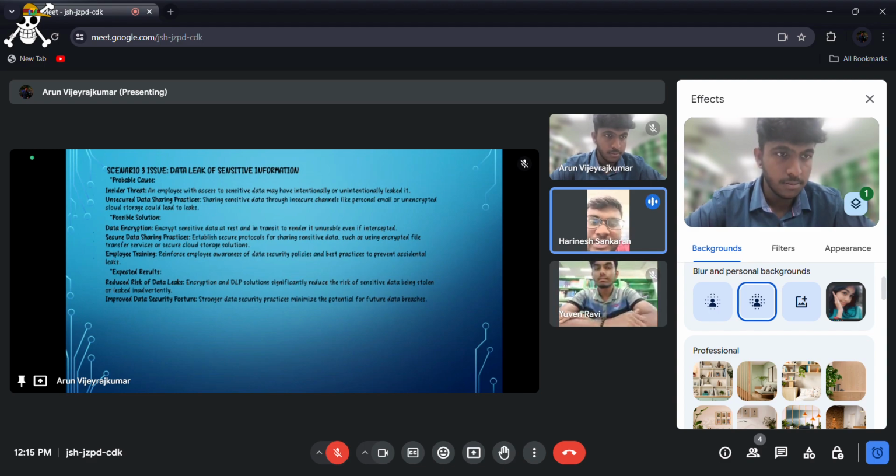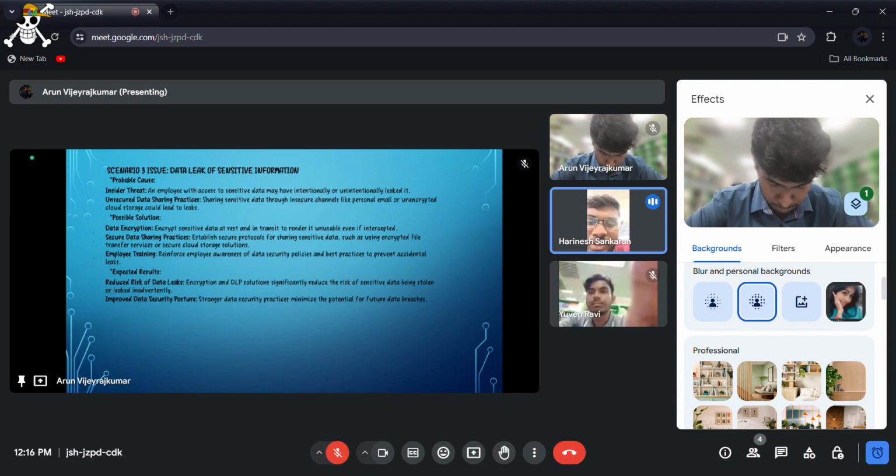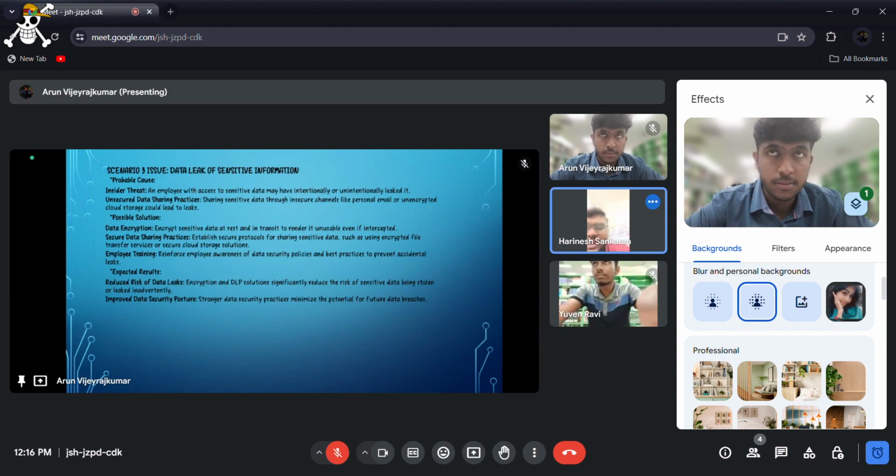Last but not least, the expected results are reduced data leaks. Encryption and DLP solutions significantly reduce the risk of sensitive data being stolen or leaked. Finally, improved data security posture: stronger data security practices minimize the potential for future data breaches. Next, I will pass to Yuvan for the next slide.